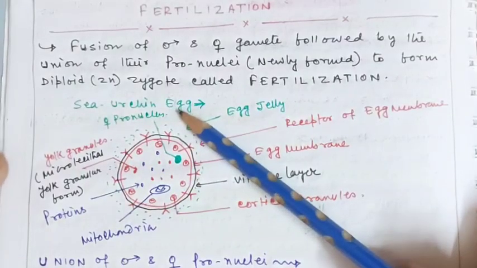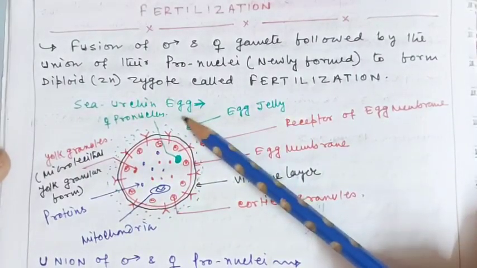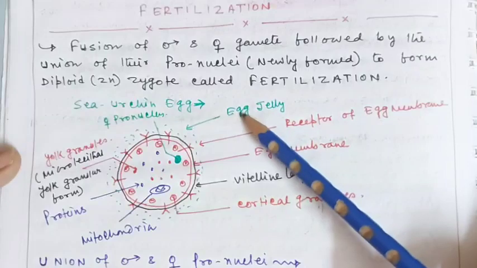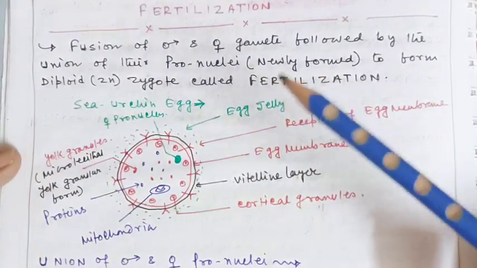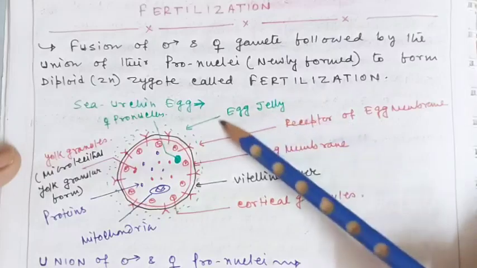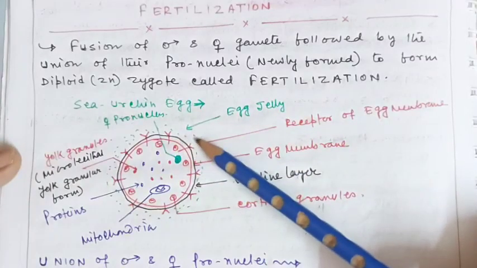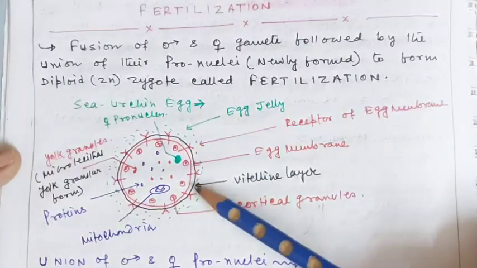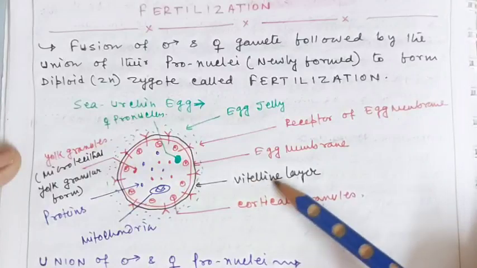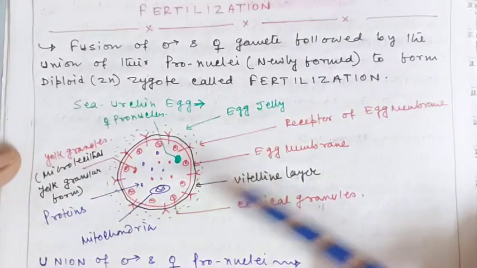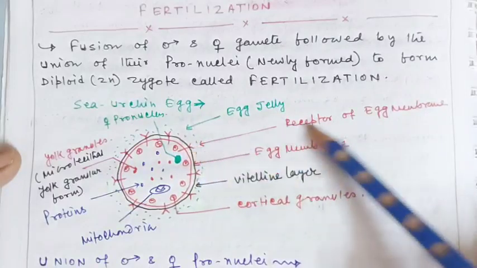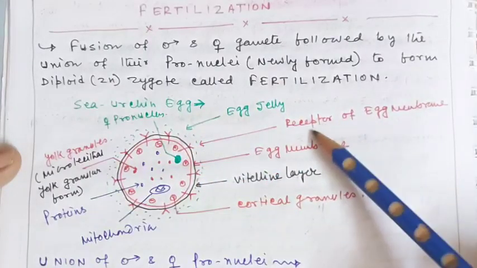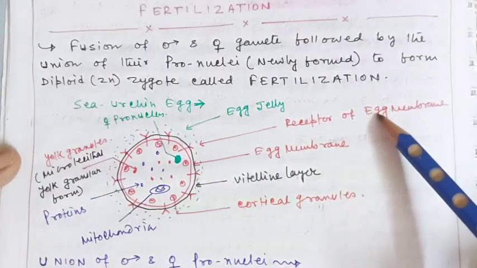Sea urchin is a species of phylum Echinodermata, and in the sea urchin egg you can find different types of membrane, like any other egg of different species. The outermost layer is called the egg jelly, and inside this egg jelly another important layer is present, which is called the vitelline membrane. Inside this vitelline membrane the egg membrane is present, and in the egg membrane different types of receptor are present, known as receptors of the egg membrane.